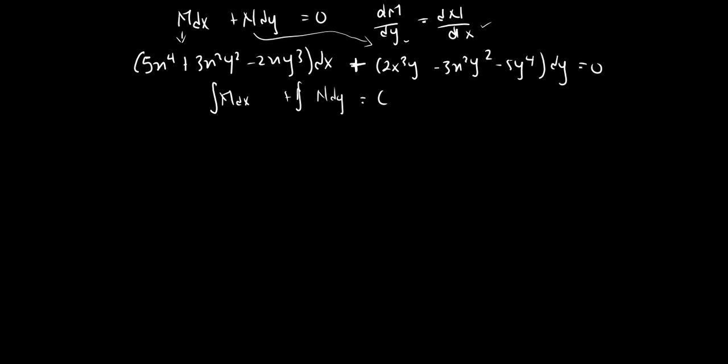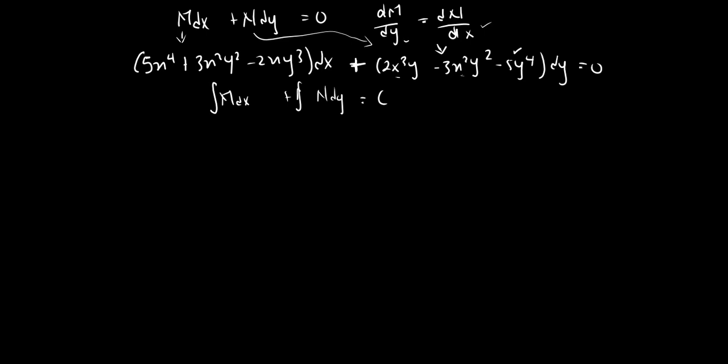So now let's look at n. N is this, right? This part of the question here. This is n. So this one that has x, we are not going to integrate it. We are only going to integrate minus 5y to the power of 4, right? So minus 5y to the power of 4 is the only thing that we are going to be integrating, because that is the condition for an exact differential equation.